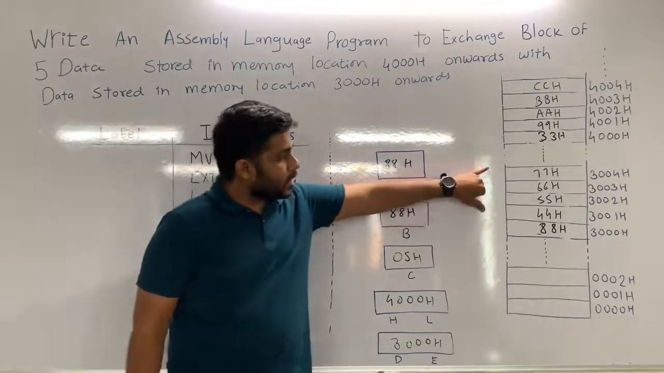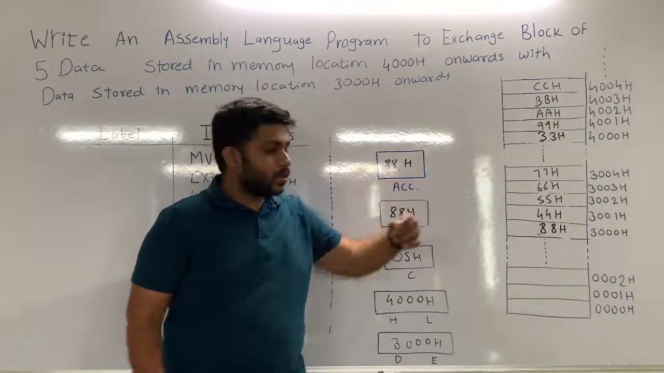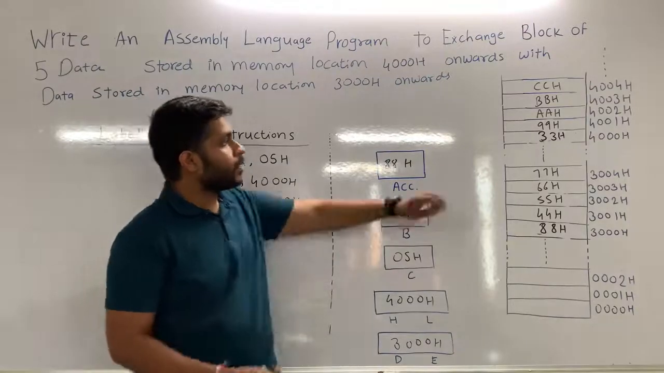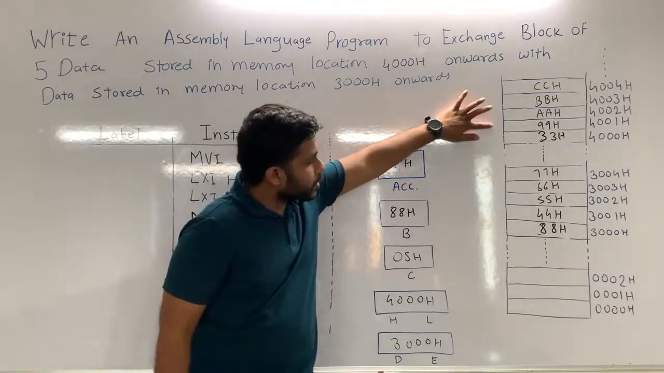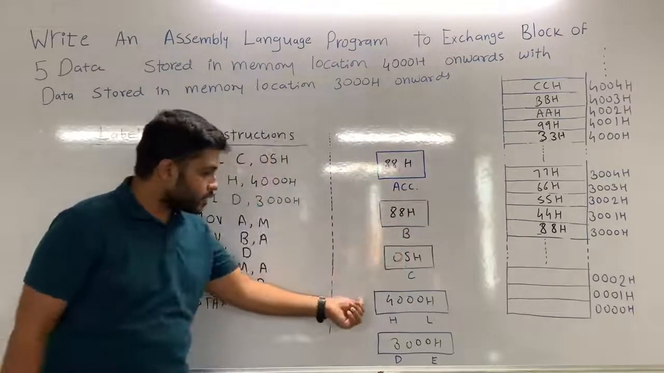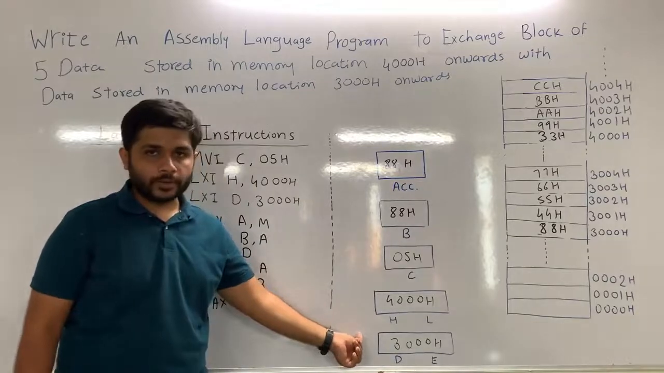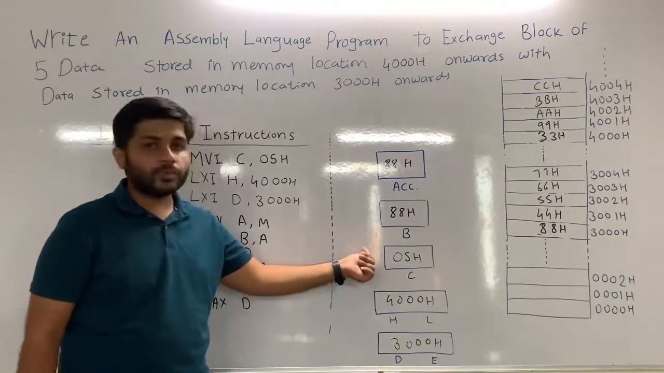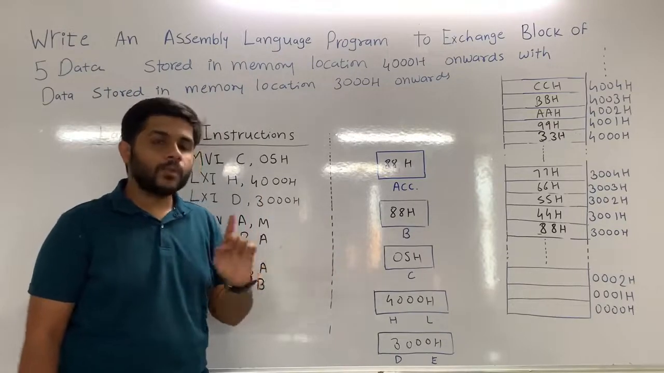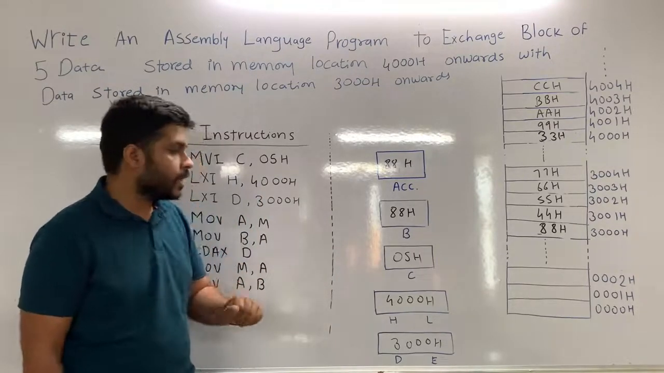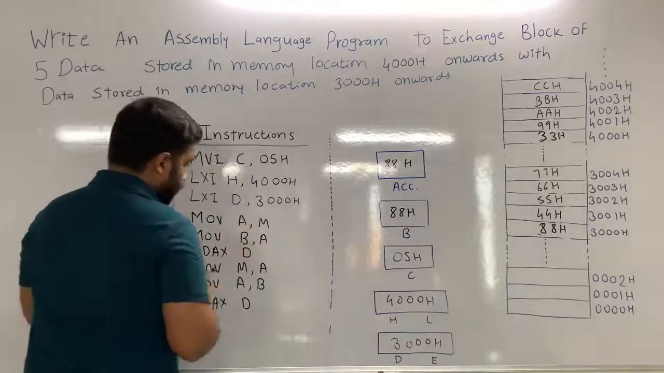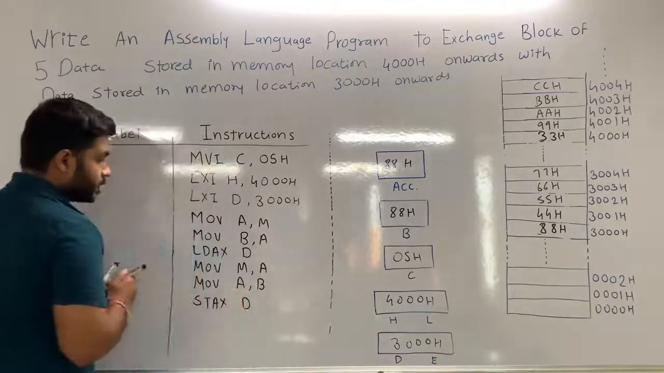So, how many data are remaining? 4 data. Now, to which memory location do we exchange the data? We have to exchange the data with memory locations 4001H and 3001H. It means we have to increment the source memory pointer and the destination memory pointer, as well as decrement the counter. Why? Because from 5 data, 1 pair of data is exchanged successfully, and how many exchanges are remaining? 4.